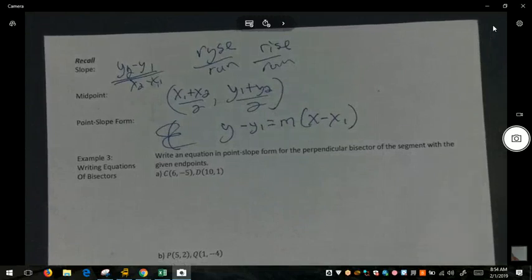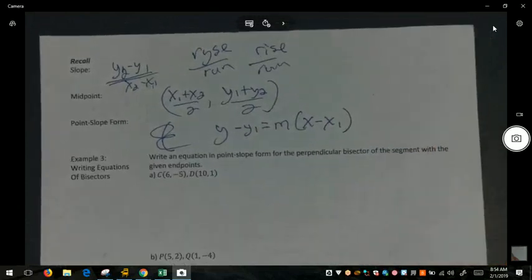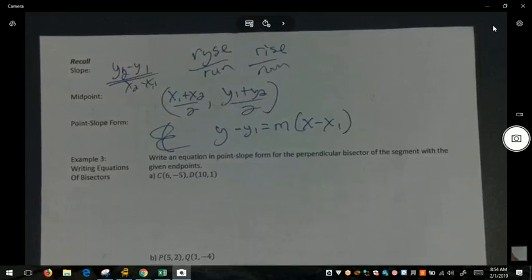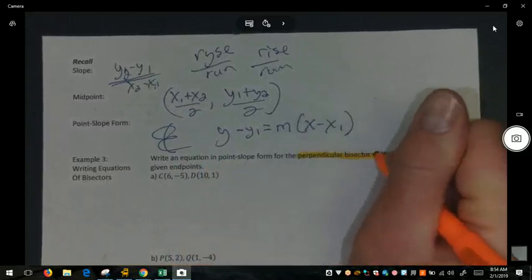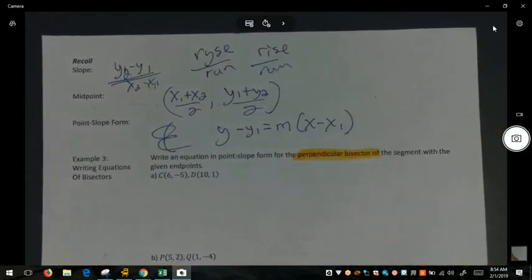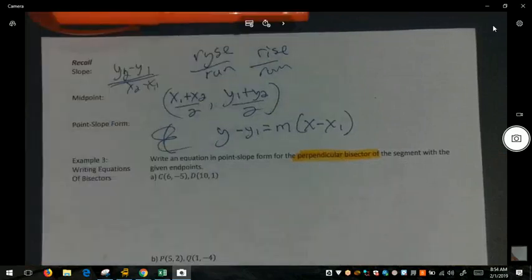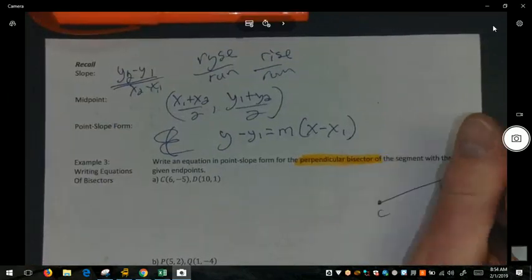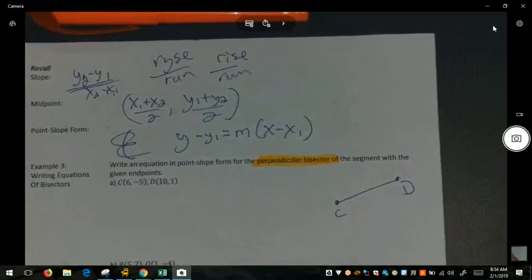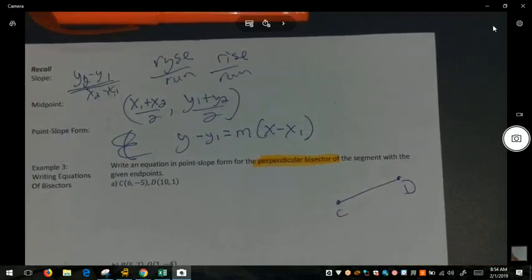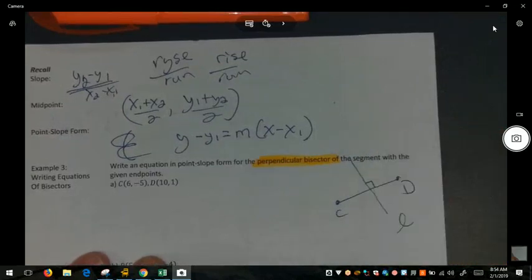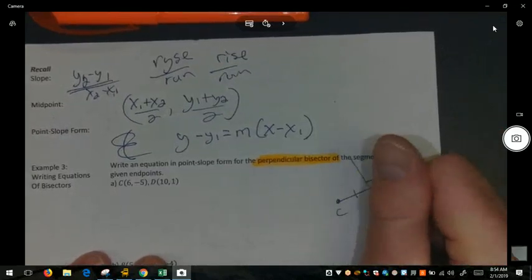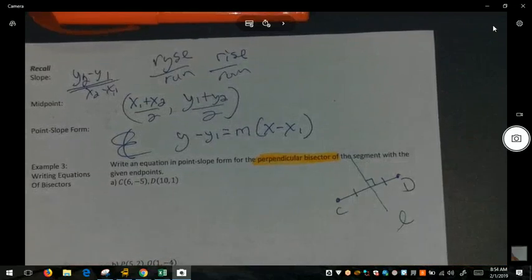Now you've done this exact learning target before in the first semester, so I'm only going to do one. If you need, you can see me for help later with 2 more. Write the equation in point slope form for the perpendicular bisector given the 2 endpoints. So I have a line segment CD. And I don't want to write the equation of the line CD. I want to write the equation of the line that goes through CD at a right angle and bisects CD.